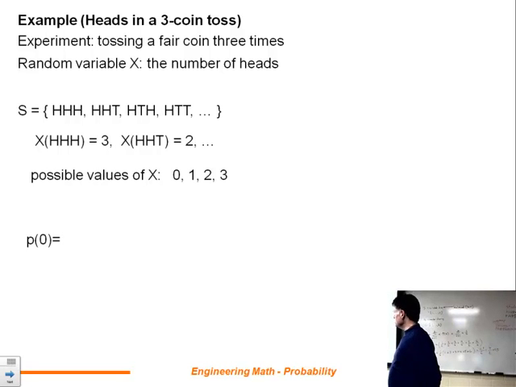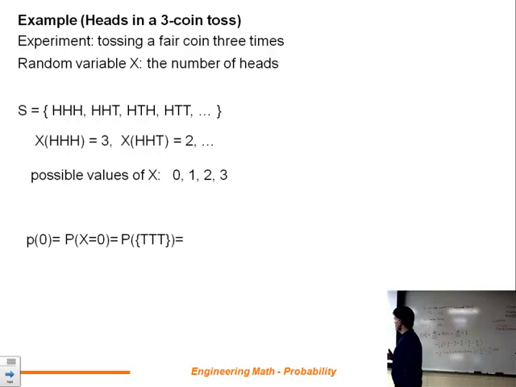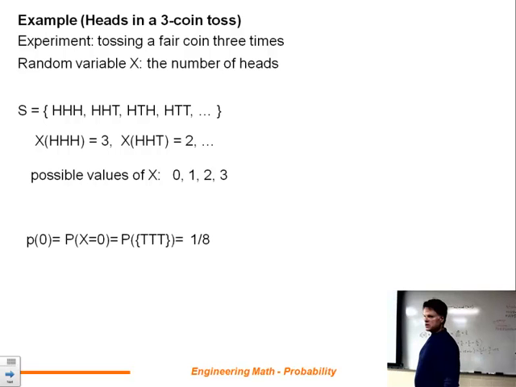What's p of 0? 1/8. Why is it 1/8? Because there's only one way to receive all tails. Yeah. Okay, good. So the event that you get 0 heads only corresponds to 1 outcome. And that's tails, tails, tails, which occurs with probability 1/8. So p of 0 is the probability of that event, which is 1/8.